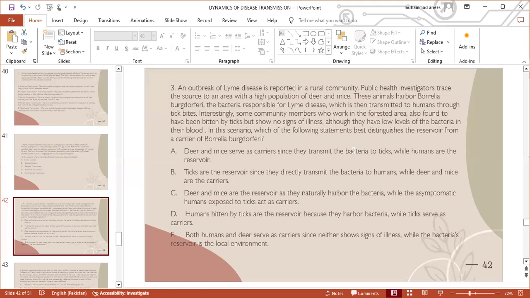So in this scenario, which of the following statements best distinguishes the reservoir from a carrier of Borrelia? A, deer and mice serve as carriers since they transmit the bacteria to ticks, while humans are the reservoir. B, ticks are the reservoir since they directly transmit the bacteria to humans, while deer and mice are the carriers. C, deer and mice are the reservoir as they naturally harbor the bacteria, while the asymptomatic humans exposed to ticks act as carriers. D, humans bitten by ticks are the reservoir because they harbor bacteria, while ticks serve as carriers. E, both humans and deer serve as carriers since neither show signs of illness, while the bacteria reservoir is the local environment. C. Yes, C is the answer.